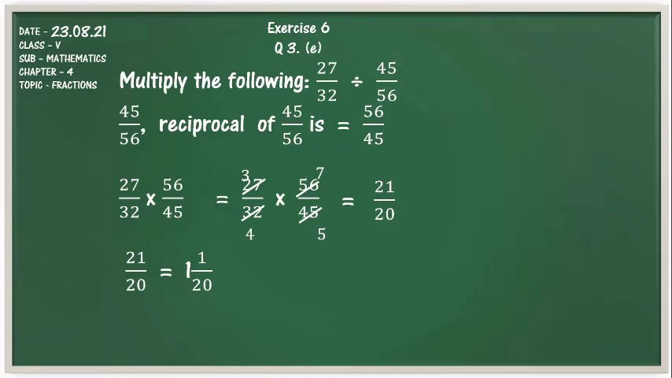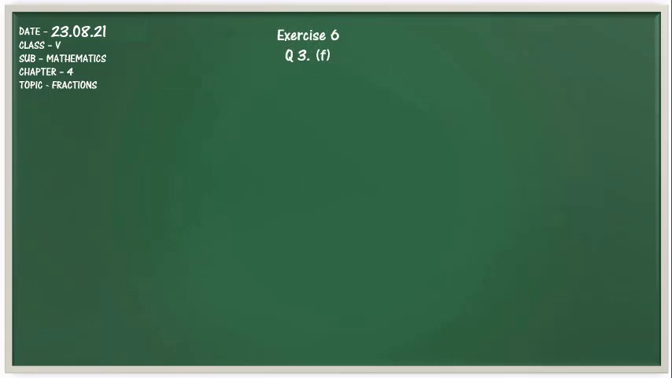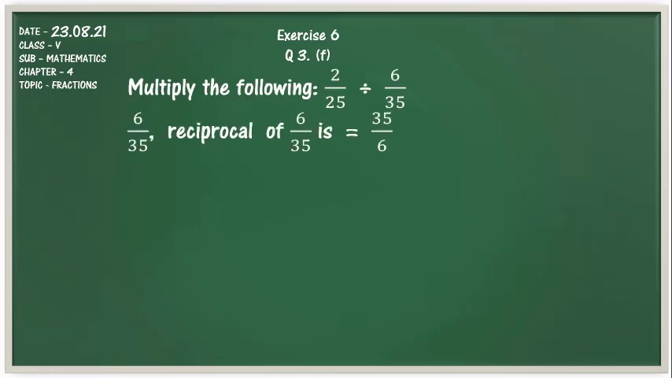Exercise number 6, question number 3, F. Multiply the following. 2 upon 25 divided by 6 upon 35. Again, we have to divide by 6 upon 35, so we'll take out the reciprocal of 6 upon 35, which will be equal to 35 upon 6. Now we'll multiply the first fraction with the reciprocal. So 2 upon 25 multiplied by 35 upon 6. Let's try to reduce the terms.